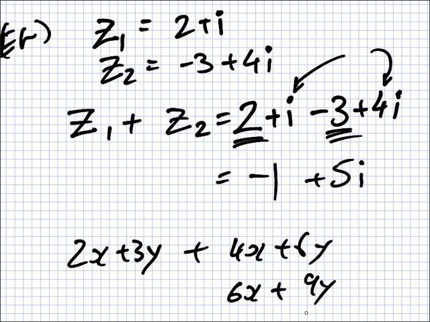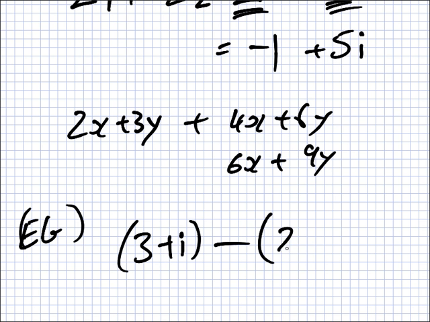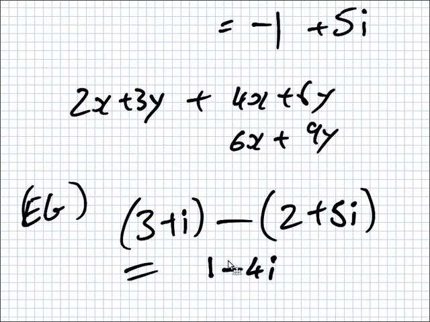Okay? Right, just to make sure you're all crystal clear, calculate this one for me: 3 plus i, minus 2 plus 5i. Write down the answer for that one. What's the answer here? 1 minus 4i. Okay, we're getting the idea now. Yep, okay. So, that's some basic rules.